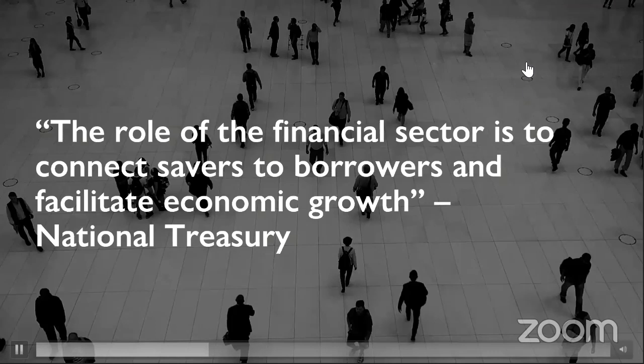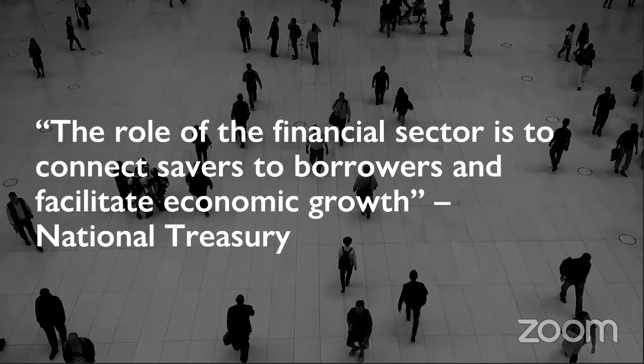Yeah, okay, perfect. All right, so you see a slide in front of you which says the role of the financial sector is to connect savers to borrowers and facilitate economic growth. The financial sector plays a very important role in the functioning of the economy, what we refer to as intermediation. Simply put, the financial sector sits between what we refer to as savers and borrowers. It takes funds from savers, for example, through deposits and lends them on to those who wish to borrow. Those can be households, individuals, businesses, government.